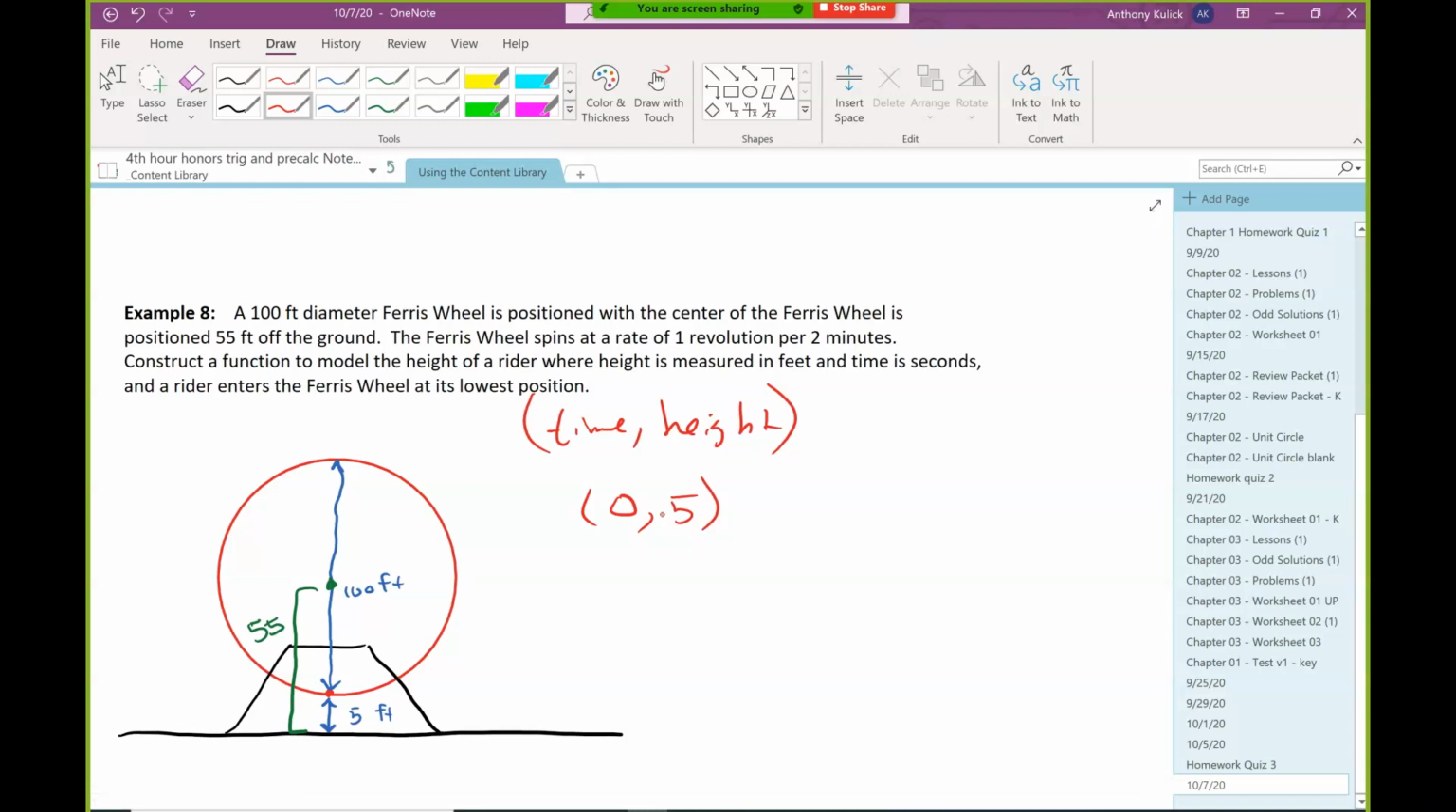What kind of value is that? Is that a minimum, maximum, midline value? This is a minimum for our function, right? Everybody agree with that? Okay.